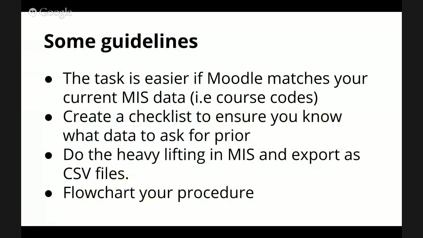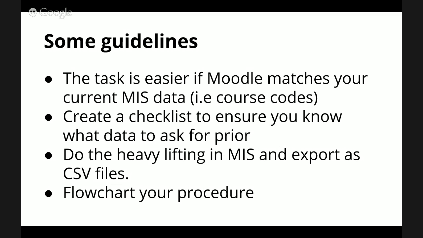Some last-minute guidelines. If your Moodle site matches MIS data, i.e. you're using course codes and short names that reflect the course codes and short names in your student record system, this is made so much easier. If you can, try and do all of the heavy lifting in the student record system and export as a CSV file. It is possible for you to open up CSV files, spreadsheet files, and edit them and change the titles and the fields in the file. But with large files with several thousand entries, this can become quite a laborious task, and it's quite easy to make mistakes. If you can do that in the scripting part from MIS, then fantastic.